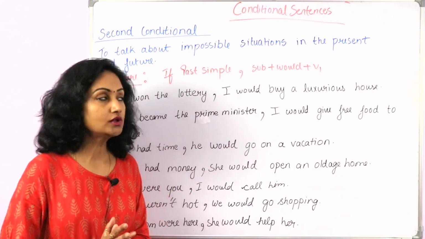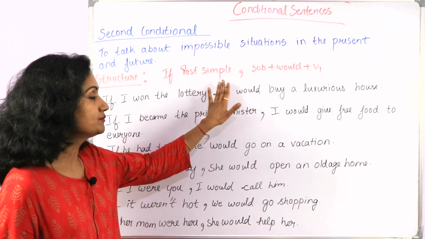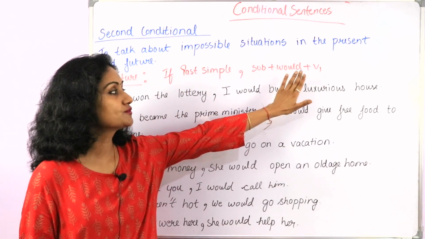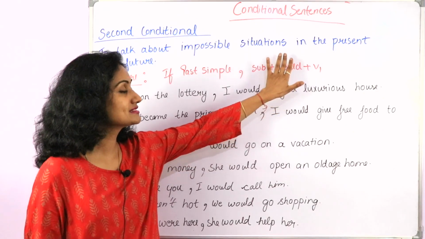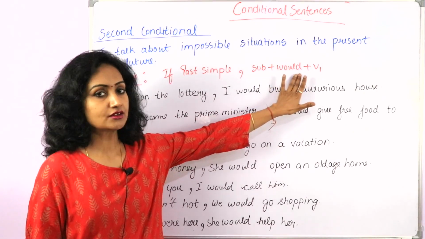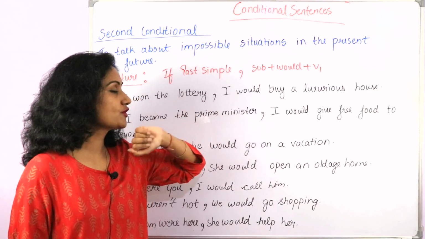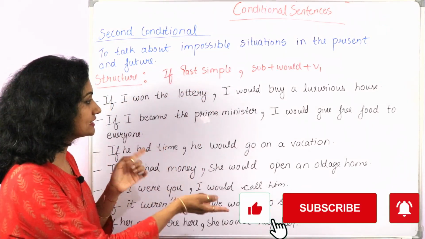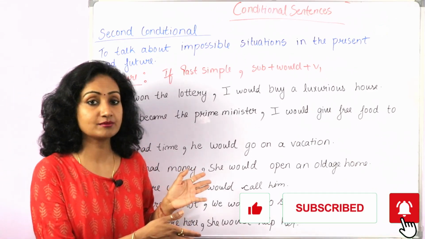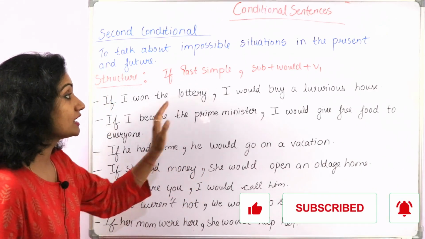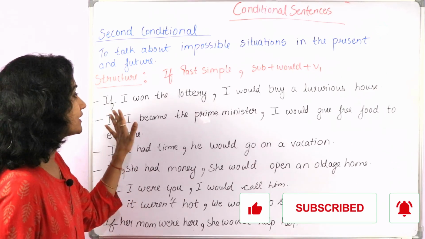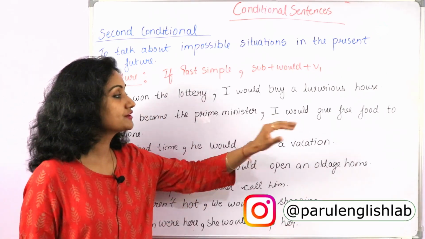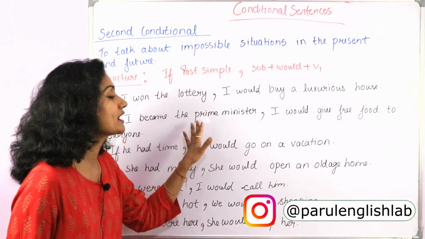Please remember the rule: if past simple, subject plus would plus first form of the verb. The result is subject plus would plus first form of the verb, and the situation is if and past simple. Now you can invert the sentences. These sentences can be inverted as well. Like, I would buy a luxurious house if I won the lottery. I would give free food to everyone if I became the Prime Minister.